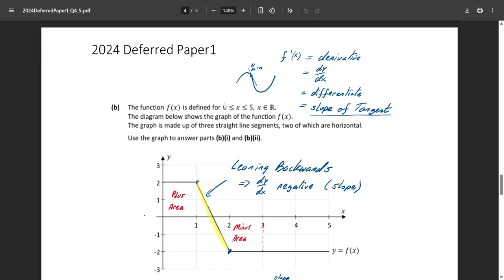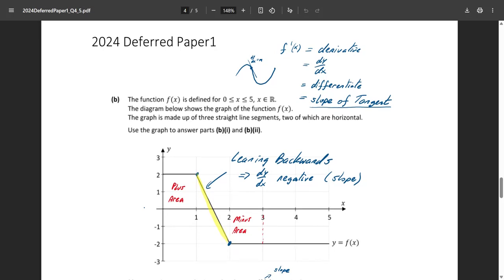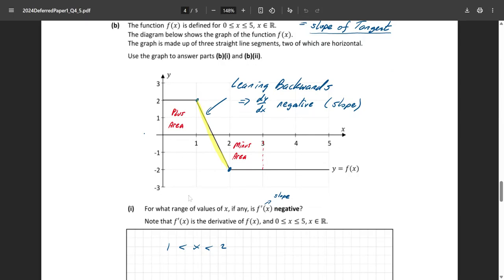And we're told that that's the graph, as I said. Now, the graph is made of 3 straight segments, this piece, this piece, so there's 3 pieces and this piece. And we have to answer the question down here, which is, for what range of values of x is f dash of x negative?